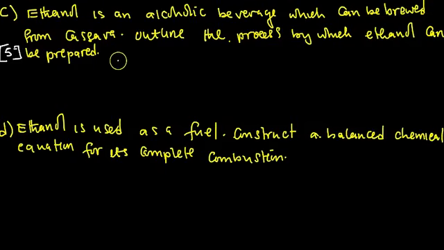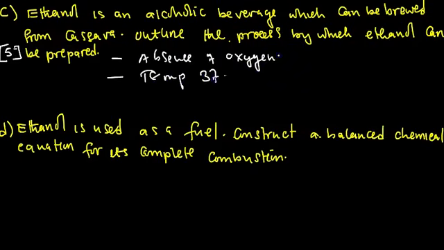So here what I can outline are the conditions necessary. The condition necessary is the absence of oxygen. Let me write absence of oxygen as one of the conditions for this process to occur. Temperature of 37 degrees Celsius. Then of course enzyme, okay, enzyme is needed in this reaction.